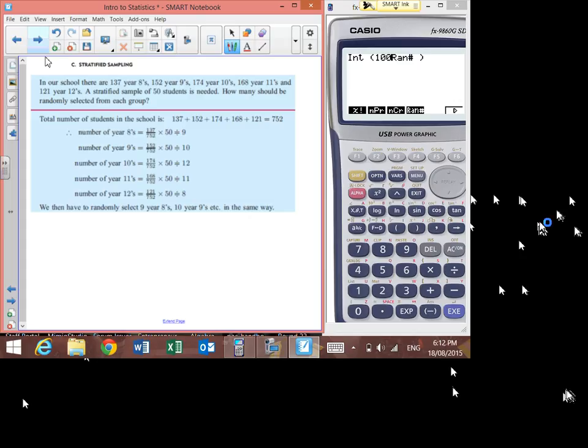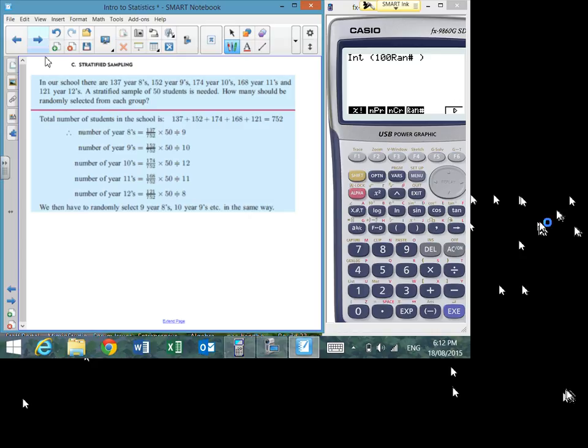Stratified sampling is to try and get an accurate representation across all different, in this example, year levels. So in our school there are 137 year 8s, 152 year 9s, 174 year 10s, 168 year 11s and 121 year 12s. So a stratified sample of 50 students is needed.